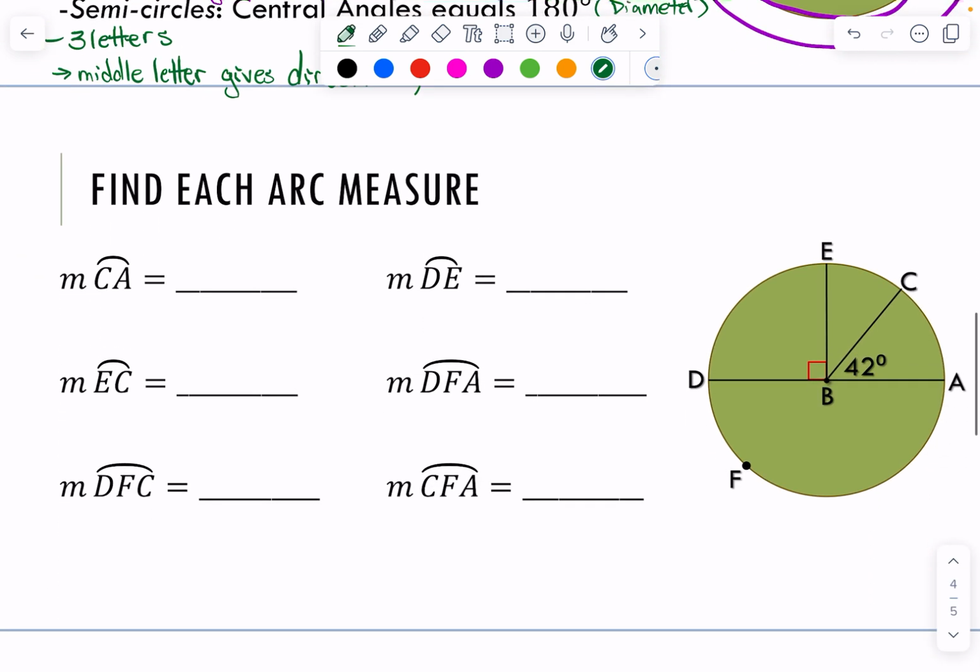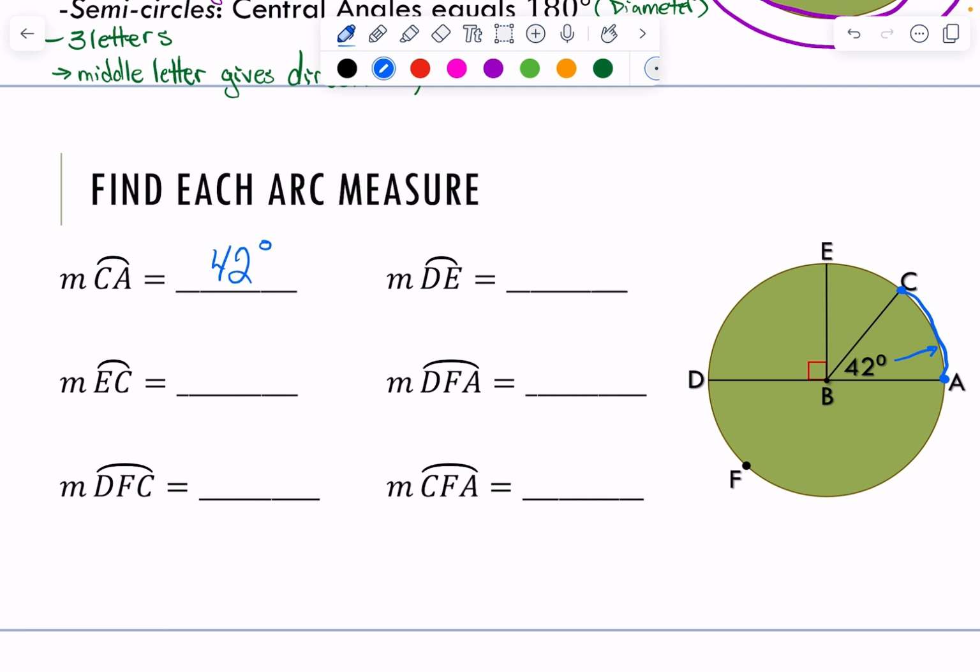All right, so now let's use that to find some arc measurements. So the first one I'm going to start with, CA. So I'm starting at C. I'm going to A. The central angle is 42 degrees. So my arc, the measure of arc CA, is 42 degrees.